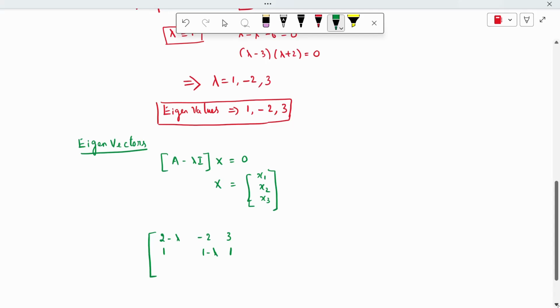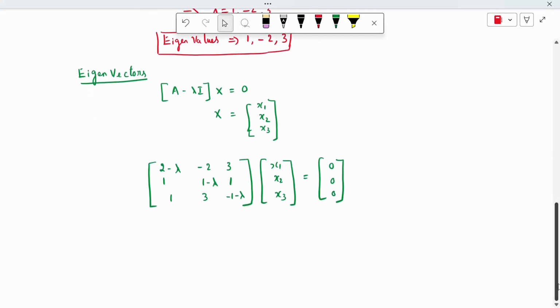So 1, 1, 3 minus 1 minus lambda, into x1, x2, x3 equal to 0, 0, 0. So now this is our equation format for the eigenvector. Now substitute the eigenvalue. All three are different, so take any one, it may be any one. So when lambda equal to 1, I am taking lambda equal to 1, so substitute in this.